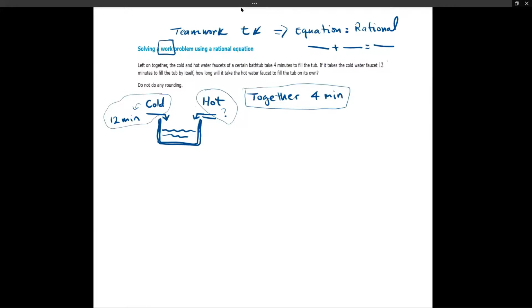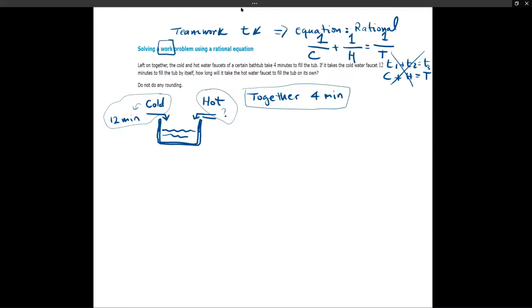You're not going to do T1 plus T2 equal T3, right? You're not going to do cold plus hot equal together, right? So it's an opposite relationship, because the teamwork decreases the time, it's more efficient. So this is kind of the equation that we need to set up.